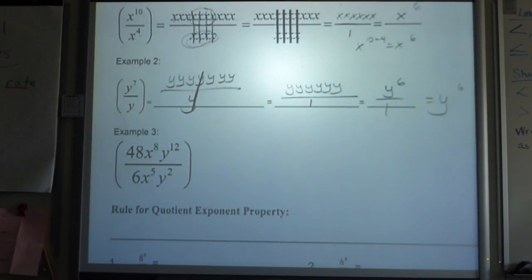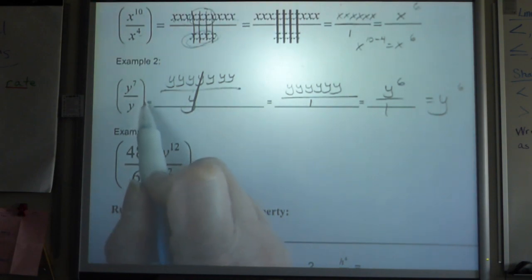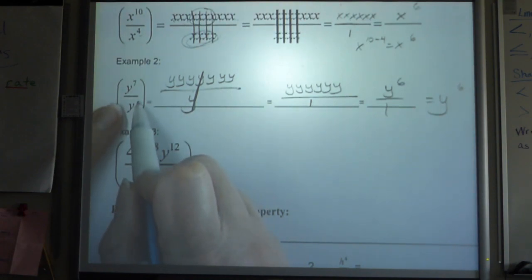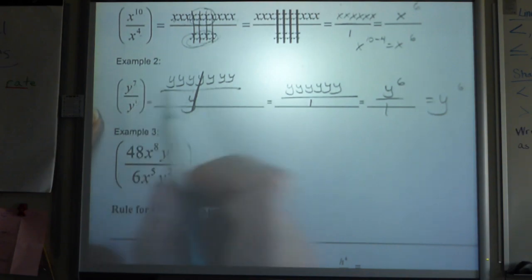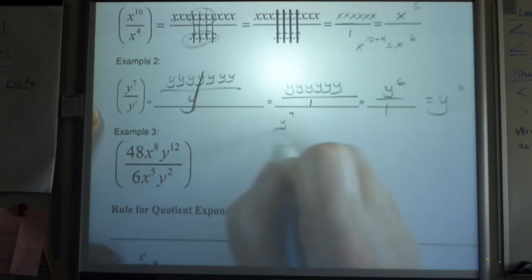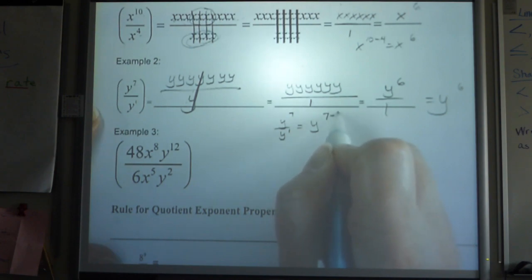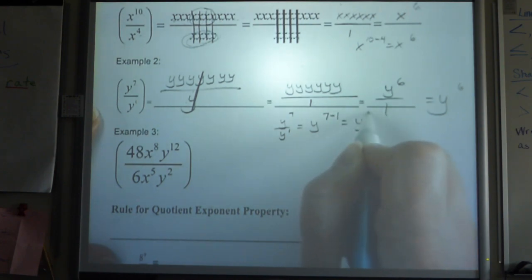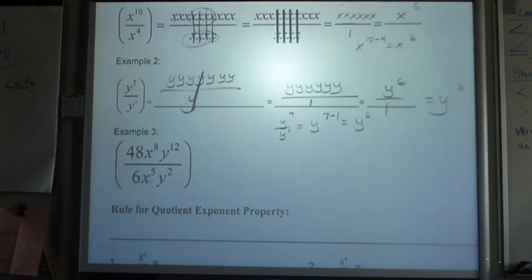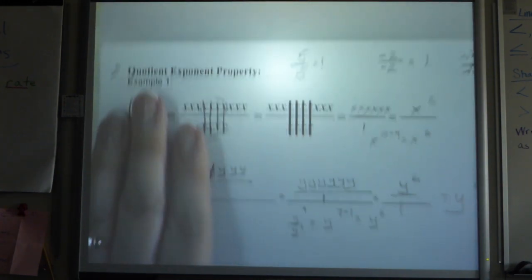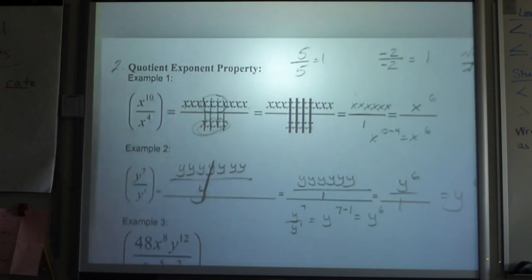What do you notice about the exponents with this example 2? Okay, what's good? I heard somebody say you subtract. Nice job. What's the exponent on the y here? 1. So we have y to the 7th over y to the 1, and that simplifies to y to the 7 minus 1, which is y to the 6th. Okay, what we're discovering here is the quotient exponent property.